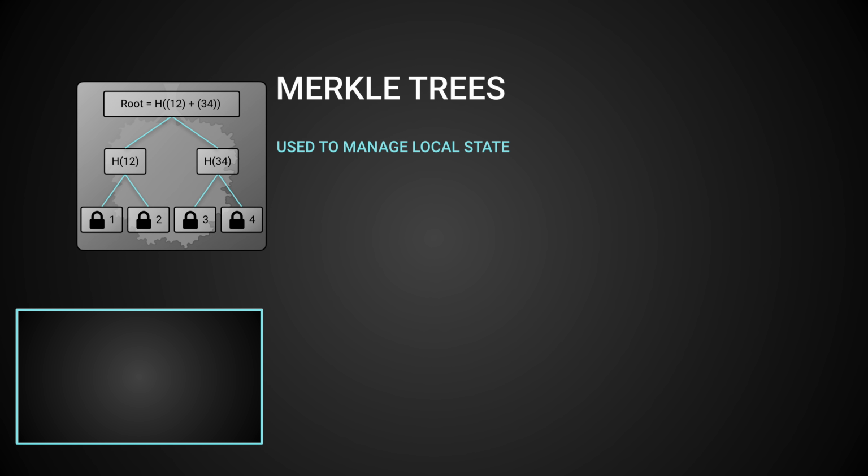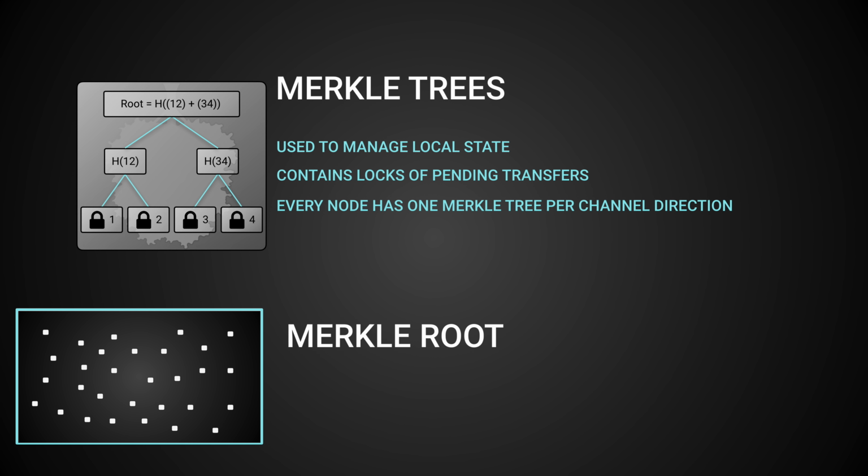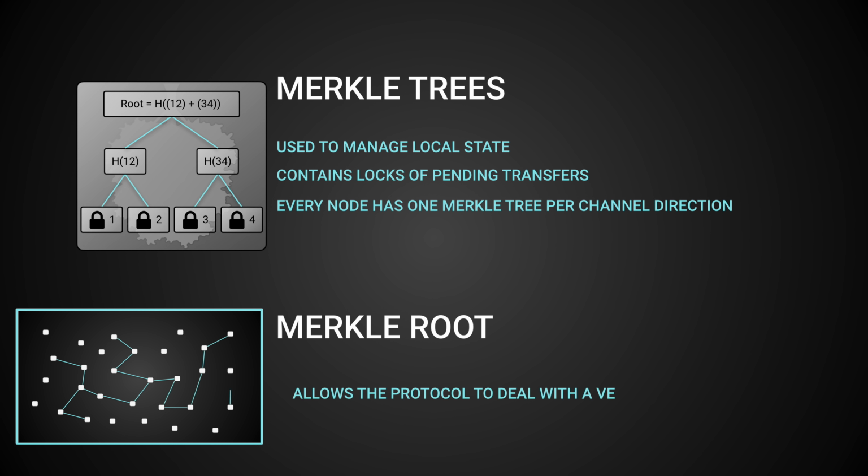So to manage pending transfers, nodes keep a local state in the structure of a Merkle tree. Nodes add pending transfers to the Merkle tree when they are making payments, and every node has one Merkle tree per channel direction. Merkle trees allow for a concise cryptographic representation of a large number of pending transfers with a single value, the Merkle root. This property allows the Raiden Network protocol to deal with a very large number of pending transfers.